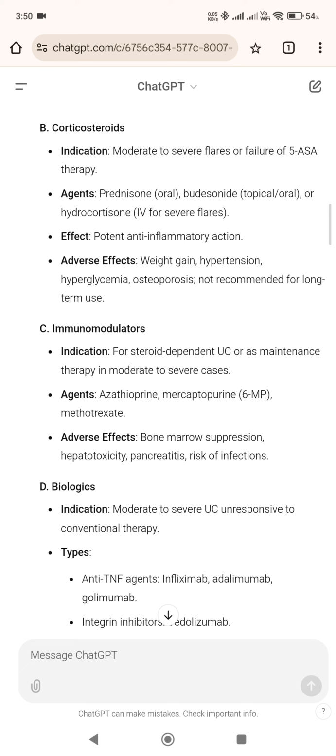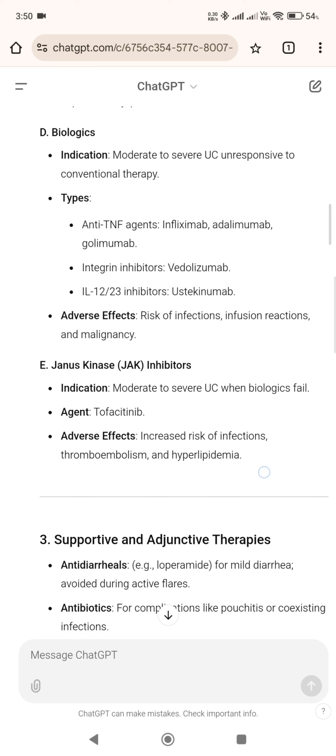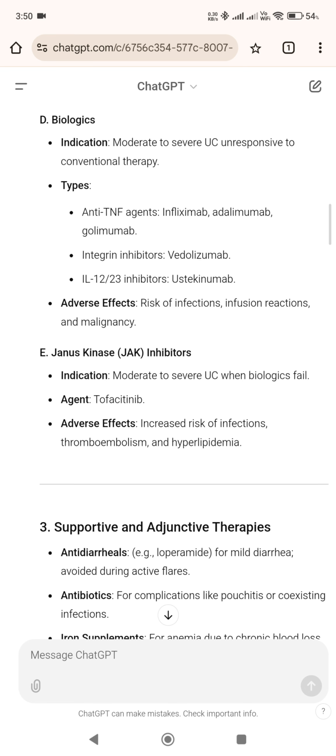D. Biologics. Indication: moderate to severe UC unresponsive to conventional therapy. Types: anti-TNF agents, infliximab, adalimumab, golimumab. Integrin inhibitors, vedolizumab. IL-12/23 inhibitors, ustekinumab. Adverse effects: risk of infections, infusion reactions, and malignancy.